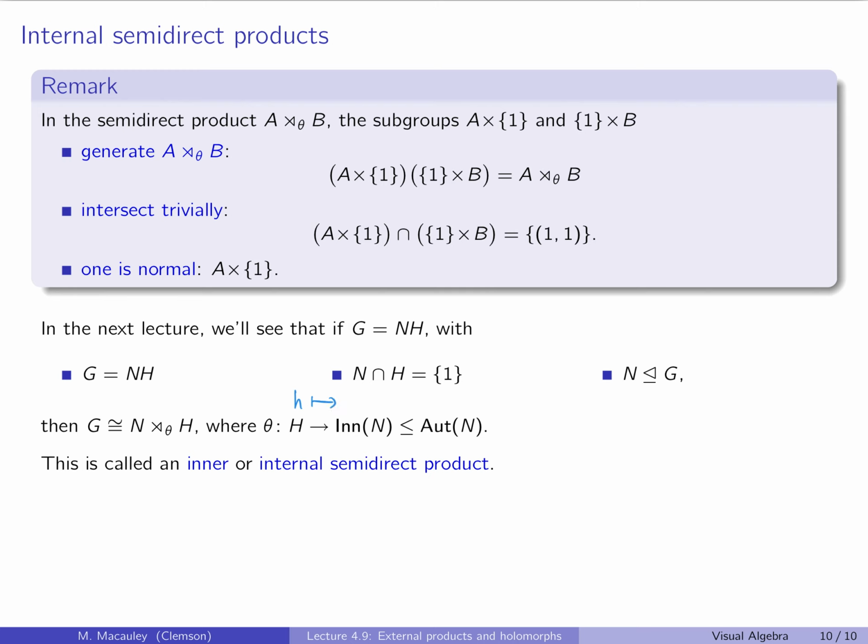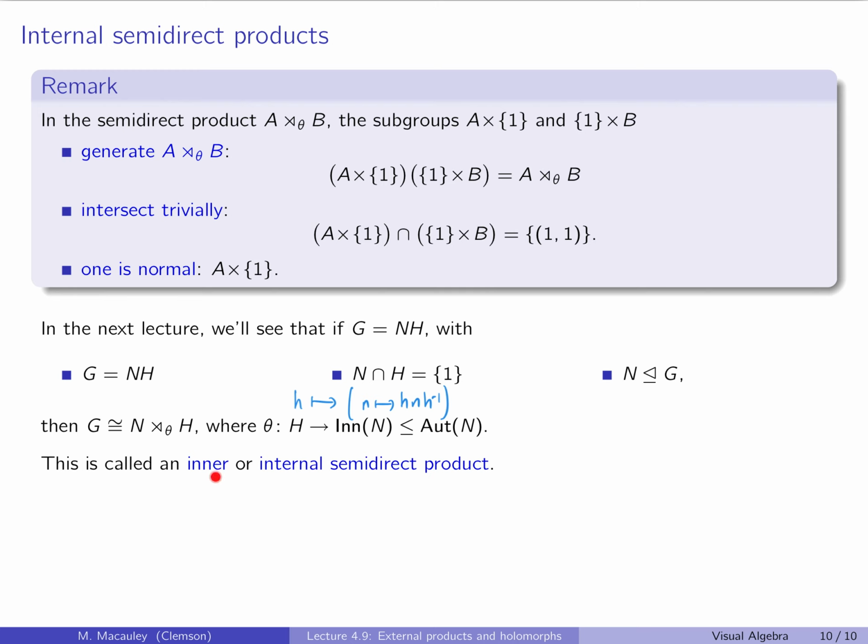So the inner automorphism that conjugates by H sends N to H N H inverse. So that's the labeling map. And this is called an inner or an internal semidirect product. I like the word internal because it's contrasting with the external semidirect product, which is what we've been seeing in this lecture. But I get the term inner too, because this is an inner automorphism.